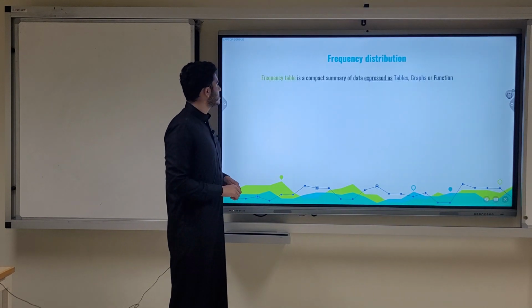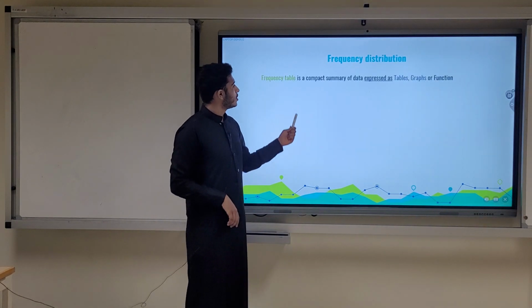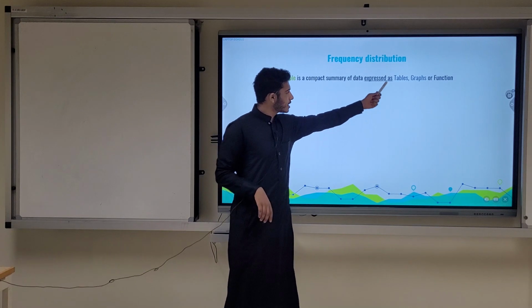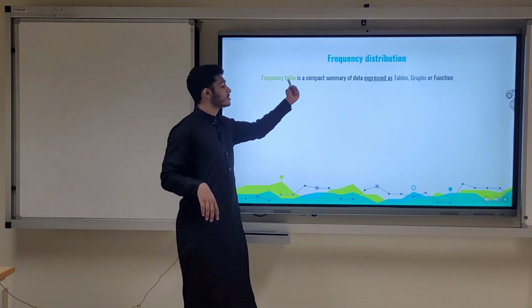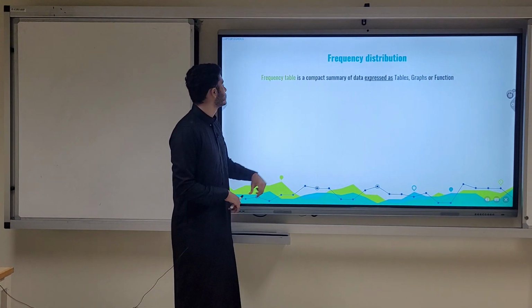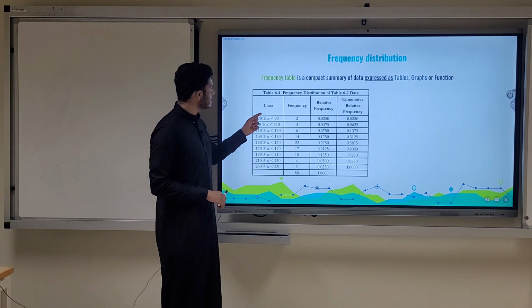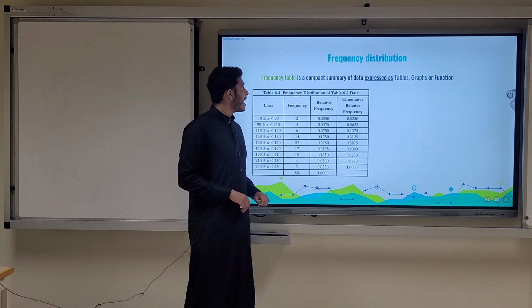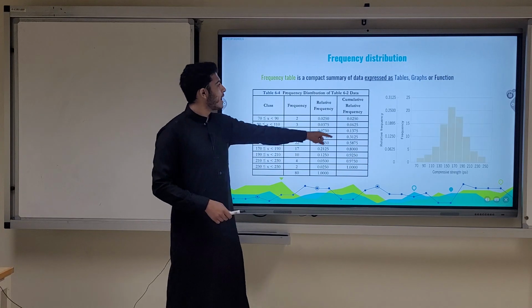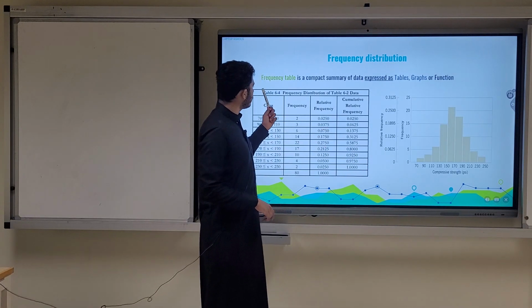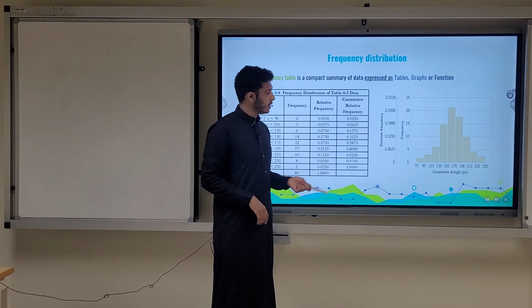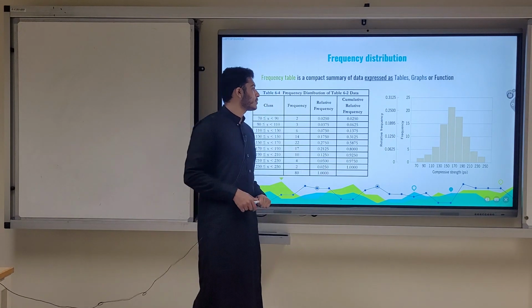Frequency distributions are compact summaries of data expressed as tables, graphs, or functions. I wrote here tables, it should be distributions, but anyway. Here are examples for them. Here is a frequency distribution as a table, and here it's as a graph. We call this a frequency distribution table, naturally, and this is what we know as a histogram.